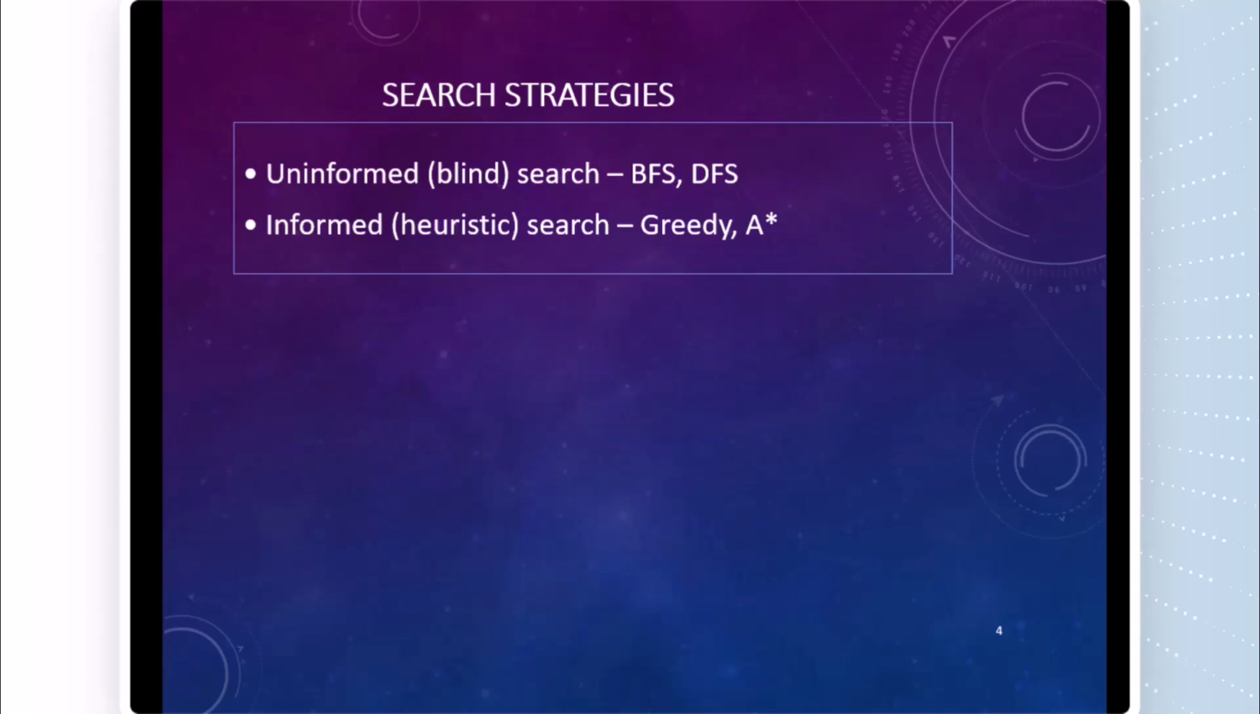Now, the search strategies can be grouped into 2. We have the uninformed blind search, which is BFS and DFS, and the informed search, which is also referred to as heuristic search, which entails the greedy algorithm and the A-star algorithm. There are several algorithms, but we are just focusing on these 4 algorithms.